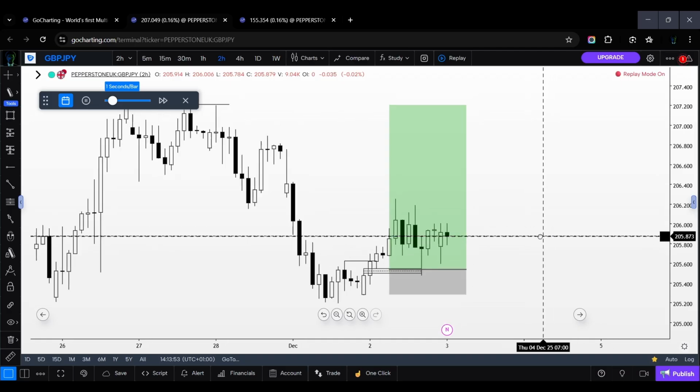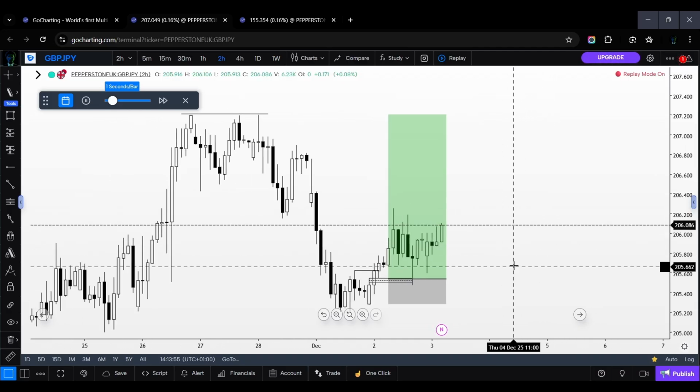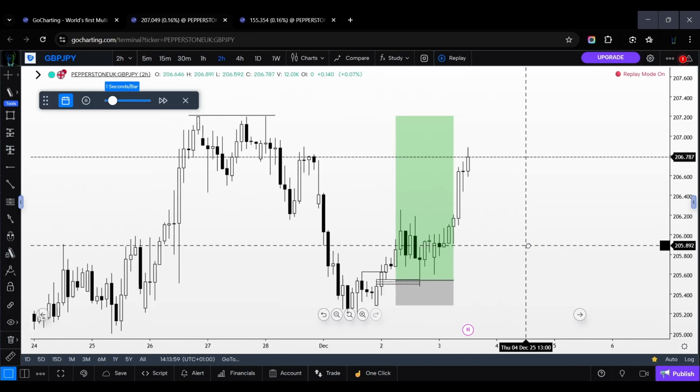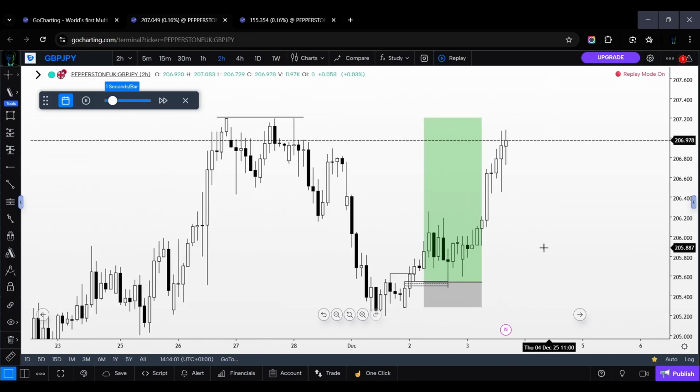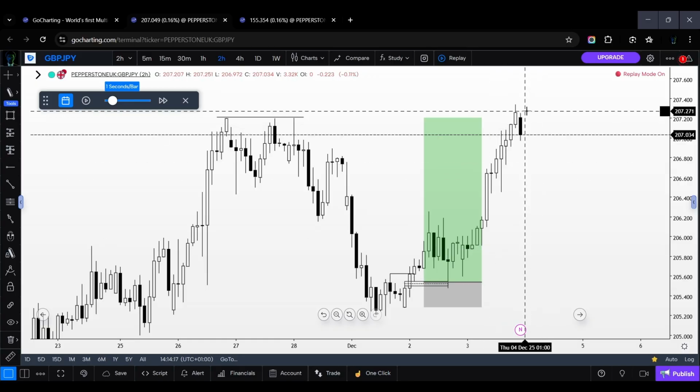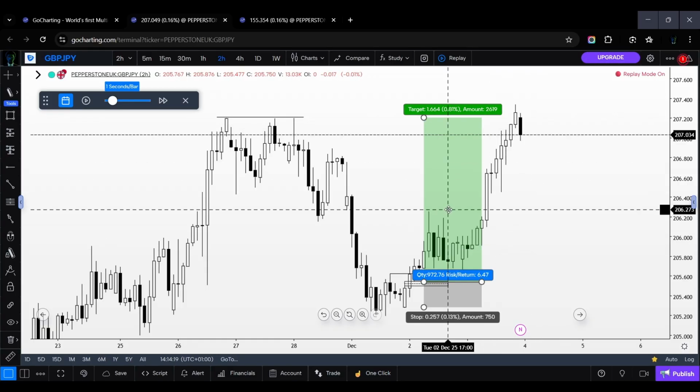Tapped our entry, and now price headed straight for the liquidity, giving us a total of a 1:6.4.